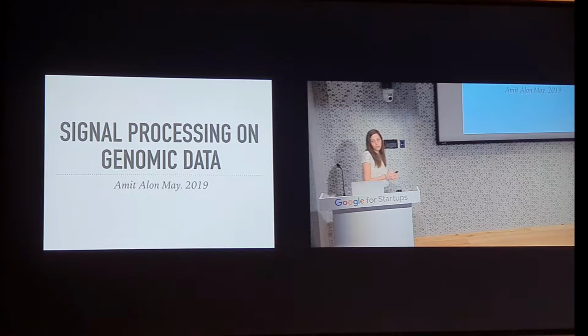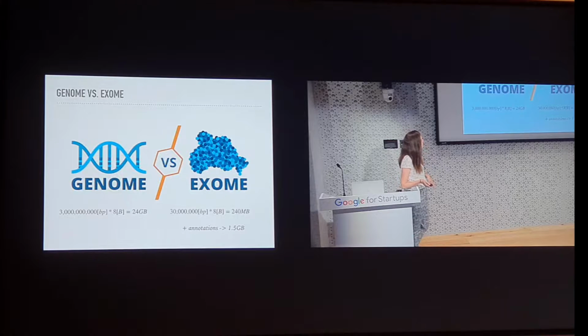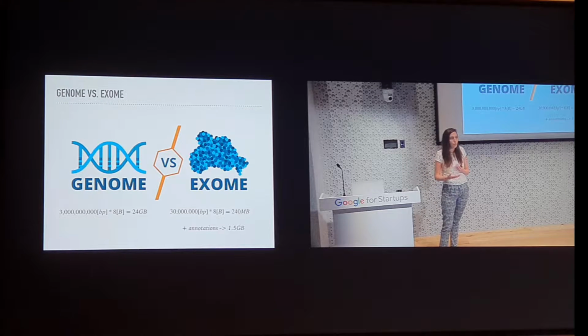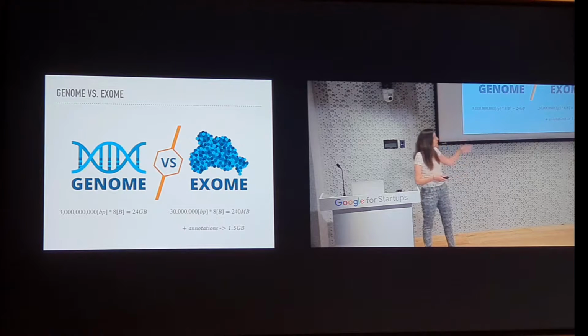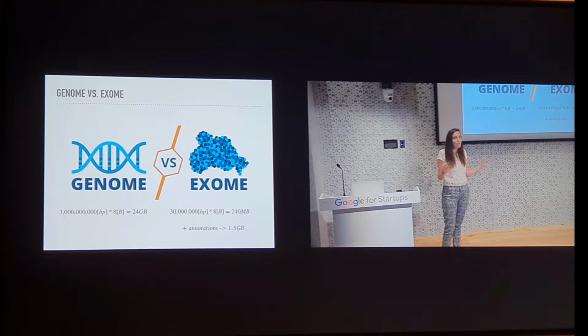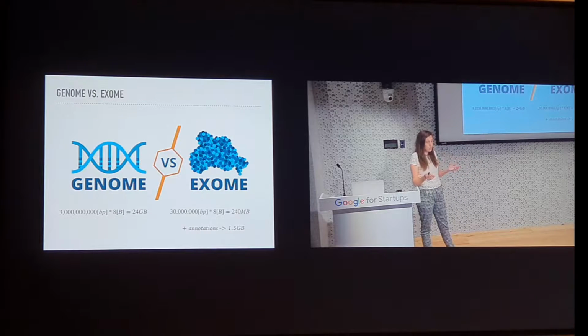I'm going to talk about signal processing on genomic data, and just to give you a little bit of a feeling of the sizes of data and what I'm working on, we need to first talk about what the data is. I'm working on what you might know as a genome, but actually there are two things that we usually talk about when we refer to genomes. We have a genome and we have an exome. A genome is everything that defines who you are. It's the entire sequence of your chromosomes, or any creature's chromosomes. So it's the entire sequence. It's about 30 billion base pairs, okay, 30 billion letters.